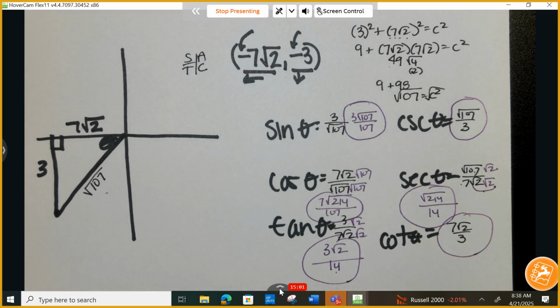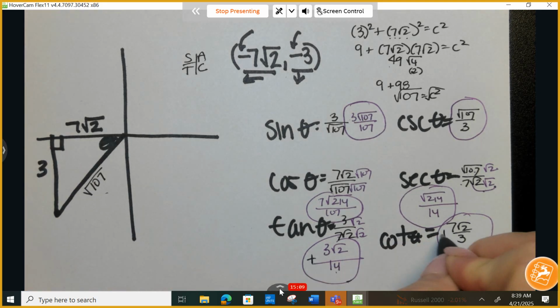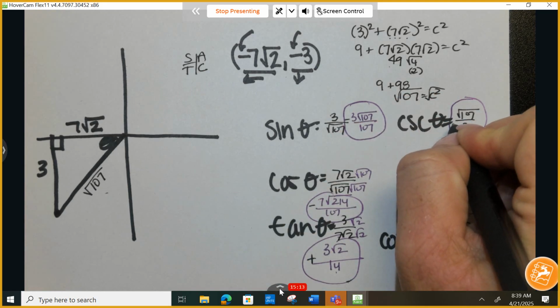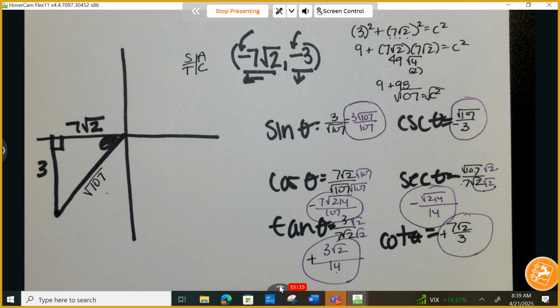Okay, let's go. In this quadrant, Mario, please tell me, all-star trig class, what's the only thing that's positive? Tan. So tangent and its reciprocal are positive. Everything else gets one negative. Whether that negative's up top, down below, or in the middle, it does not matter.